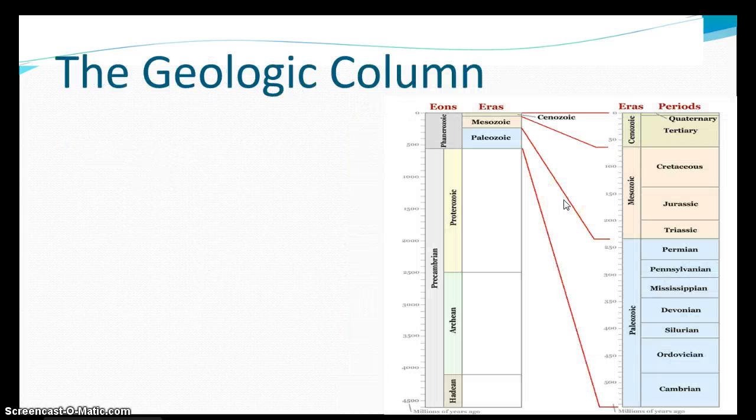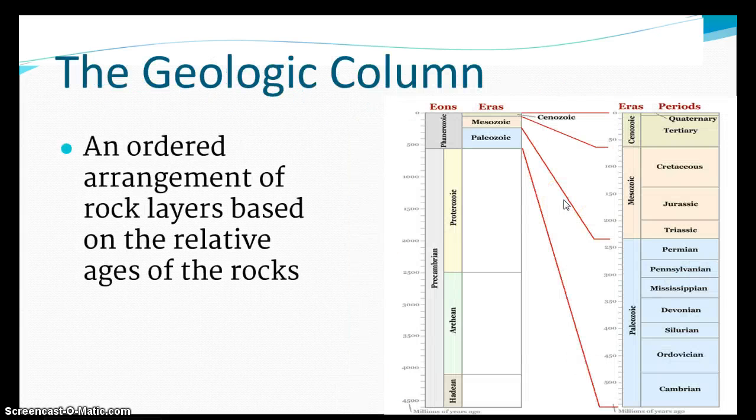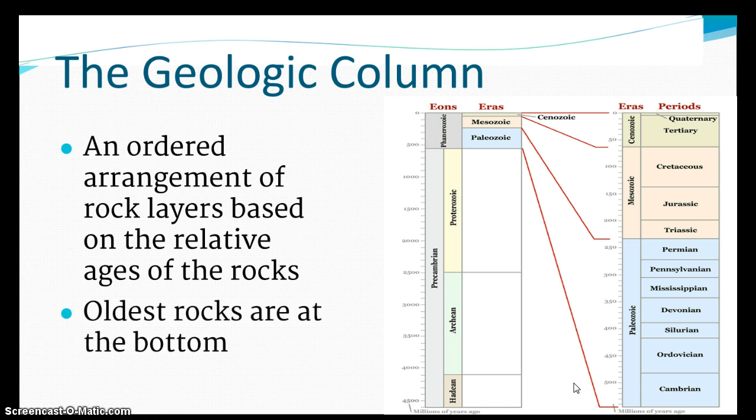The geologic column is basically an ordered arrangement of rock layers based on their relative ages of each other. So as you're going through the Grand Canyon, the oldest material is on the bottom and the youngest is on the top. And we've actually named many of these divisions in geologic time. And the way that works, oldest is always on the bottom.